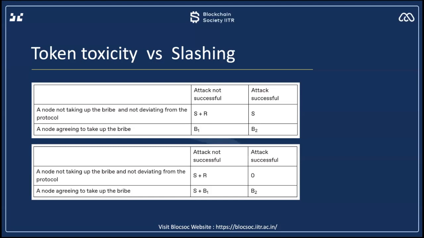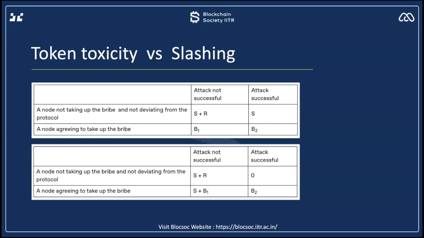Now let's say that the node did agree to take a bribe. Oh, sorry, I think I flipped the table. So yeah, the token toxicity situation is the one in the bottom table. So what happens is that basically you have a stake and you have a reward, right? And if the attack is indeed successful, then you are at a loss, right? Because an attack happened and you were not part of it. So you lose everything. So you basically get zero if the attack is successful and you did not take a bribe.